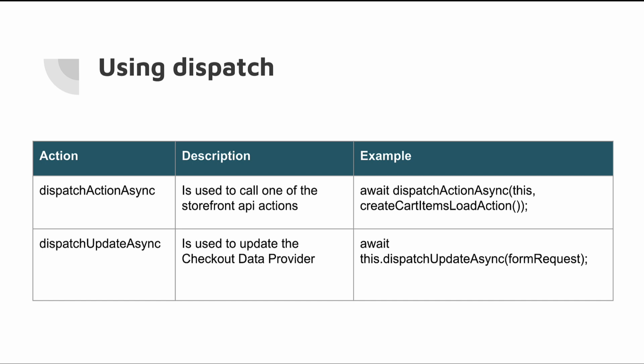And then we have the dispatch update async, which is slightly different. This update async is specifically for the checkout data provider. And what this allows you to do is actually update any of the information about checkout. So what does that actually look like and do? Let's actually go over into Code It Forward and into an example there, and we will talk through exactly what that looks like.